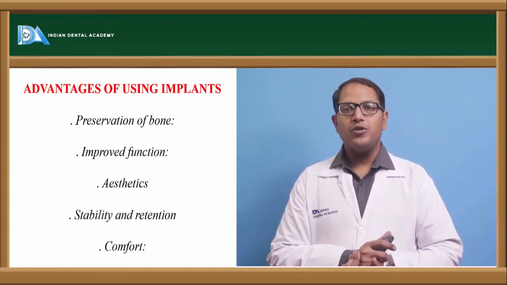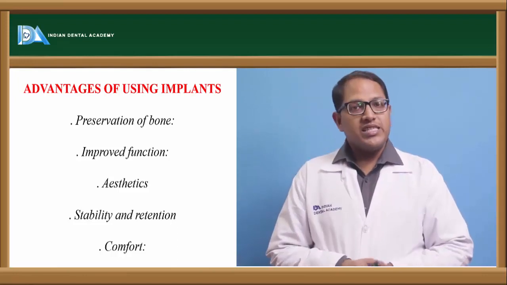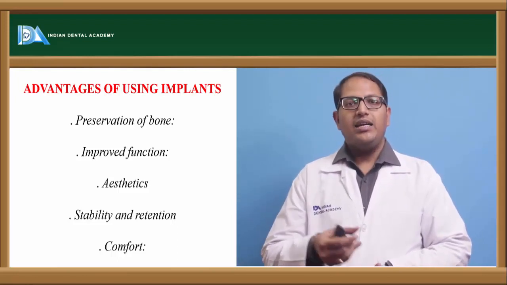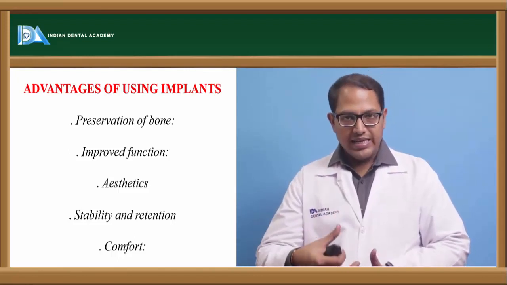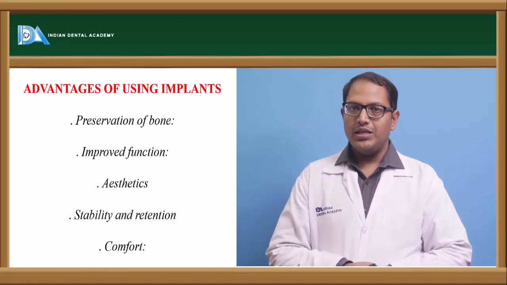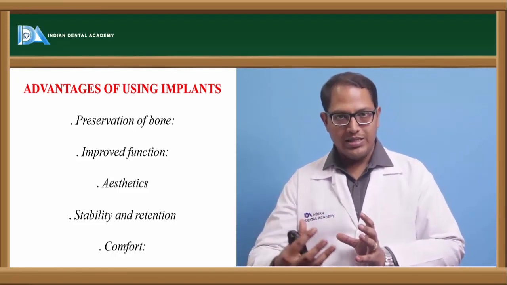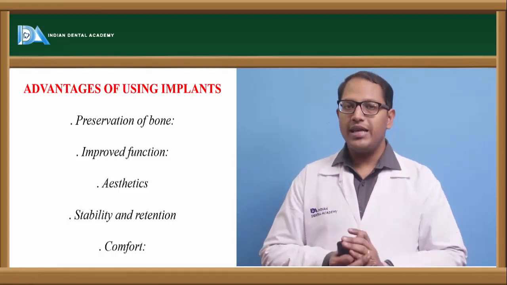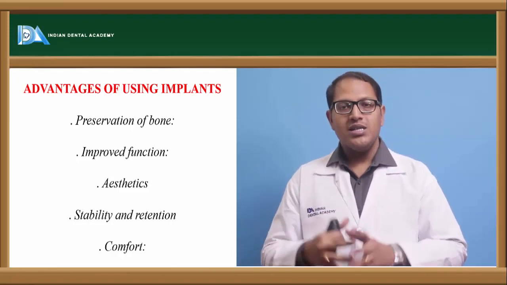So the first and foremost advantage of using an implant is preservation of bone. See, for example, a tree and there is some sand and soil behind the tree. So beneath the tree there is some soil. Once there is a rain, the soil will wash off. But if the tree wasn't there, the amount of soil that will wash over will be more.